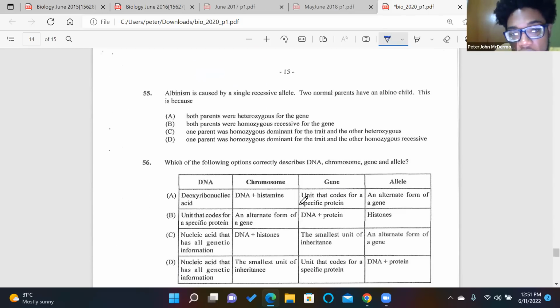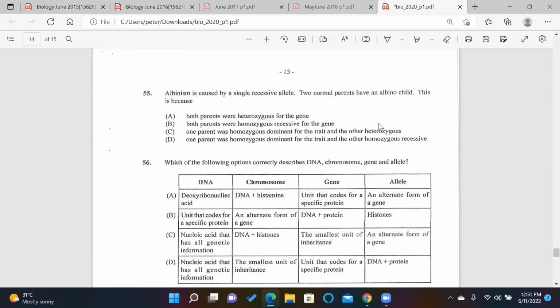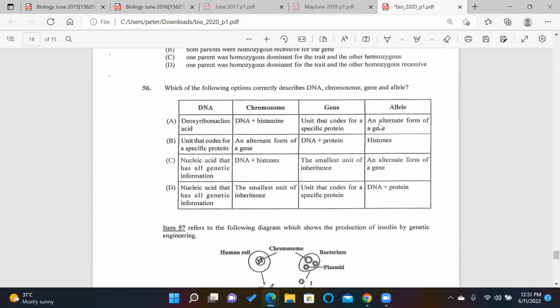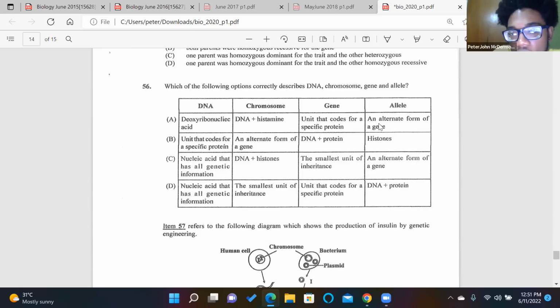Albinism is caused by a single recessive allele. Two normal parents have an albino child. This is because... Next: which of the following options correctly describes DNA, chromosome, gene, and allele? We're on the last lap, by the way, guys. So everybody, please answer. Please give an answer.